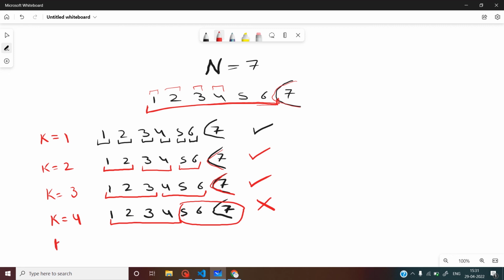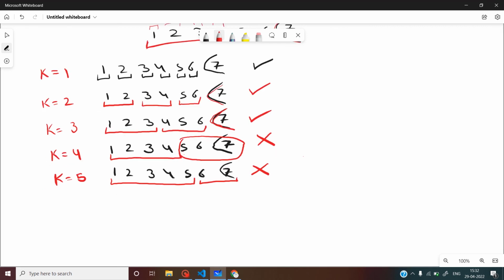Now for k equal to 5, we have 1, 2, 3, 4, 5, 6, 7. 7 is our winner, we are excluding 7. And then we form a group of 5 players, 1, 2, 3, 4, 5, and then 6 and 7 are left. Since there are 2 players left, we cannot include this k in our answer.